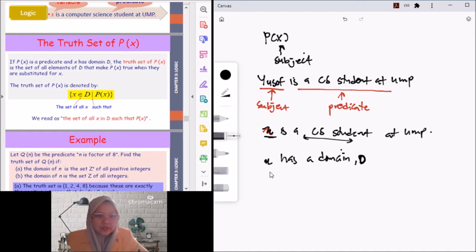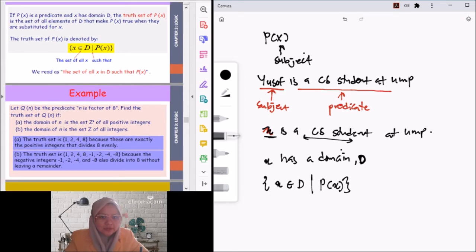The true set of the predicate is the set of all elements X in domain D that make the predicate true when the values of X are substituted in P(x). Usually we write the true set as a bracket: x in domain D such that P(x). We read this as: for all x, x is an element in the domain such that P(x).